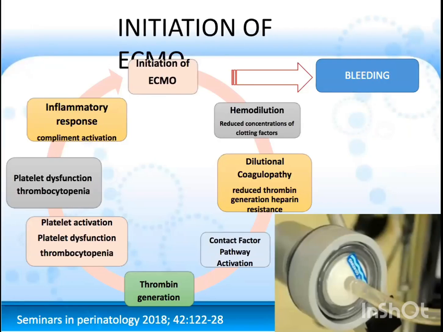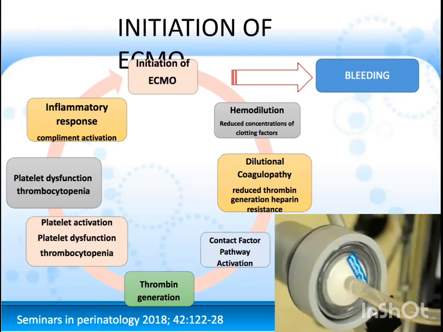With the introduction of ECMO, what do we see? We see a lot of bleeding. Why? Because there is hemodilution, there is a dilutional coagulopathy, there is a contact factor pathway activation. As we go on a prolonged cardiopulmonary bypass, there is nothing but generation of a thrombin storm.